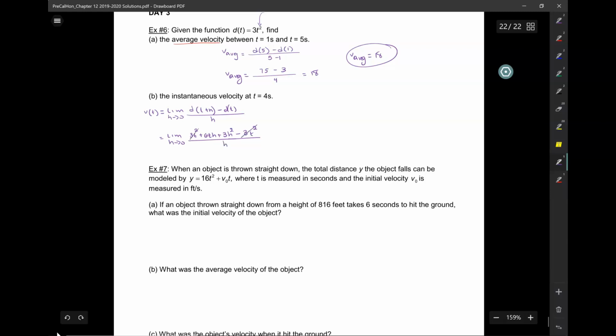The 3t squares cancel, and now we have to get an h to cancel from everywhere. So finally, v of t is equal to 6t plus 3h. So v of t is equal to 6t. But what we want is v at 4 seconds. So v of 4 is equal to 6 times 4, which is 24.